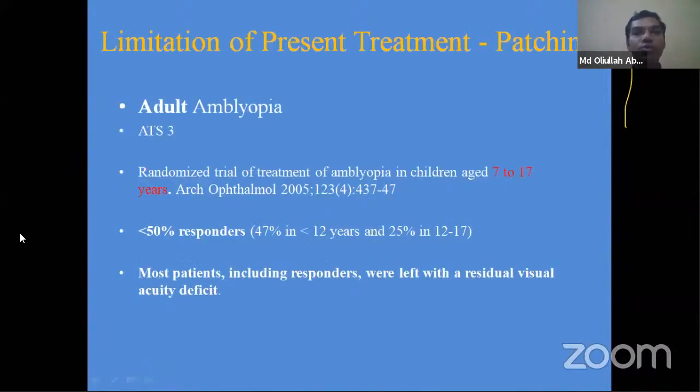Again, you rightly pointed out, especially in the older age group of children, it does not help in improving visual acuity. There was a study of 7 to 17 years where the responder rate itself was very poor, and among the responders, most patients are left with residual amblyopia and acuity deficit. So it does not work. It has that component of visual saturation and the maturation of plasticity of monocular neurons. So if you try to give patching therapy, it is not going to help anymore with this group of patients.